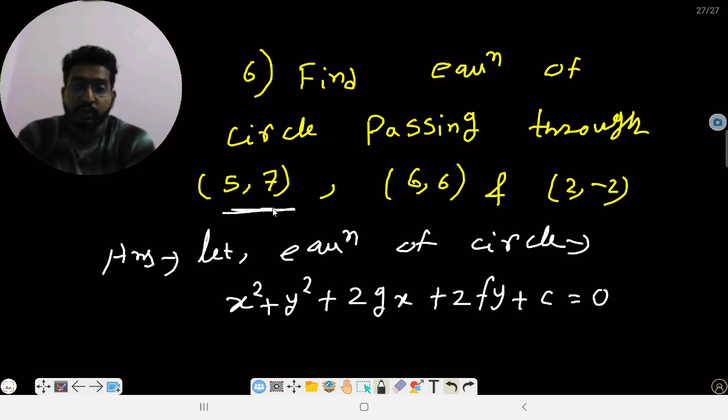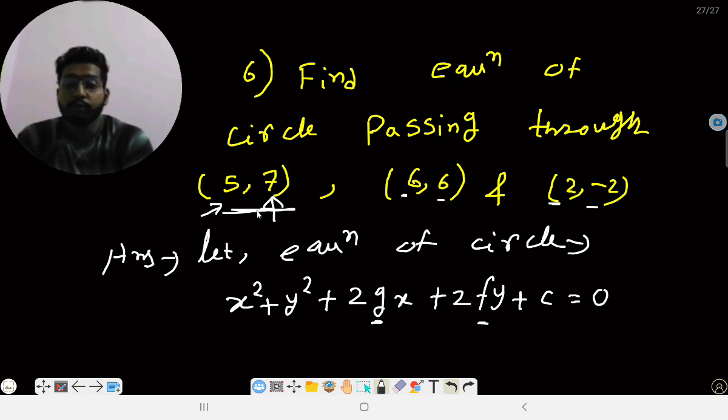Now look at this. The circle passes through (5, 7), which means this point will satisfy the equation, with x equal to 5 and y equal to 7. Similarly, for the next point x is 6 and y is 6, and for the last point x is 2 and y is minus 2. So from these 3 points we will get 3 equations, and by solving them we have to find g, f and c.